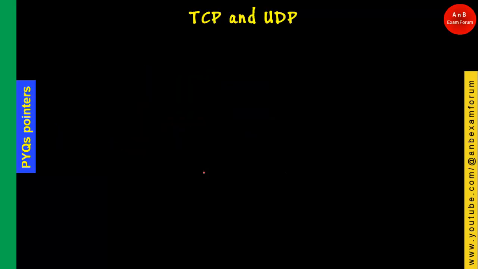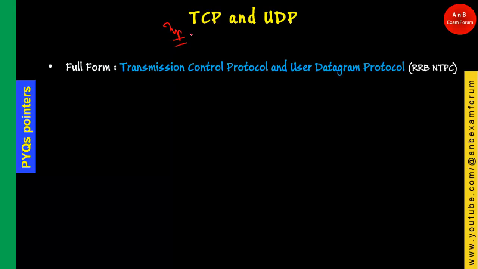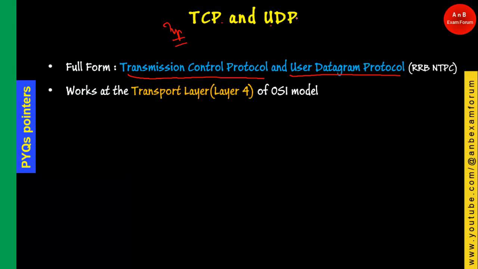The next one, and a very important one for any exam, is TCP and UDP. The full form, you have to remember, is Transmission Control Protocol, not Transport Control Protocol. It is Transmission Control Protocol, and it is User Datagram Protocol. Okay, Transmission Control Protocol and User Datagram Protocol.